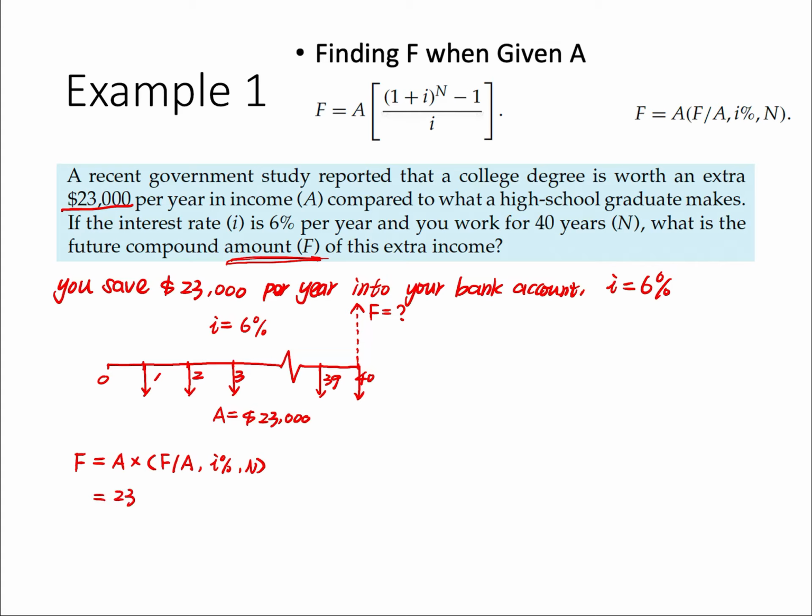So A is 23,000. That's given. And what is the factor value? So F/A, and I is 6%. You just write it there. And N is 40. Okay, so that's the factor you want to find out from the table.